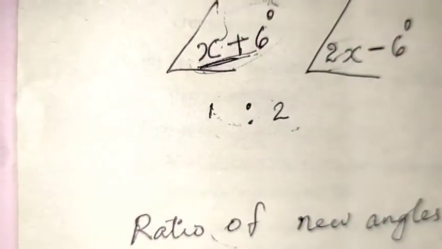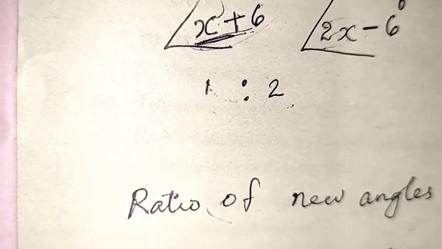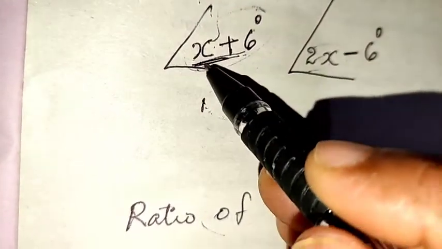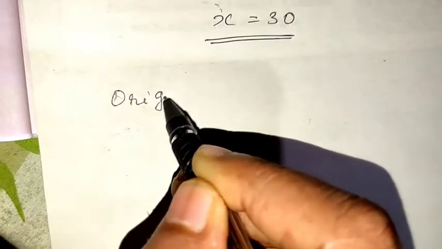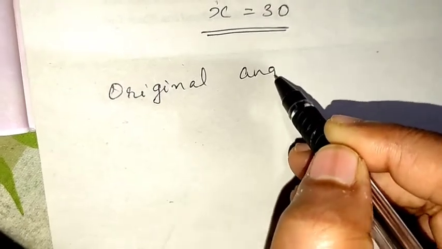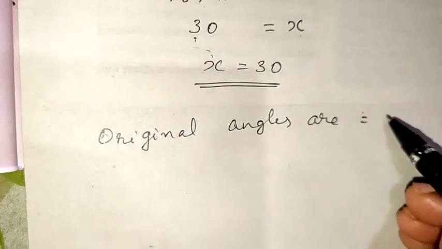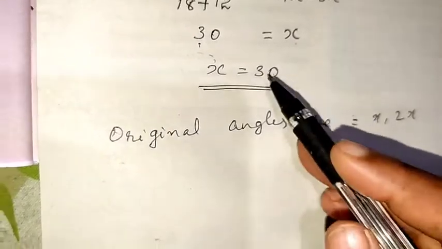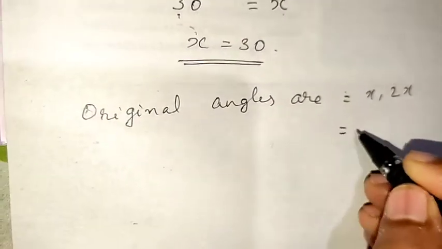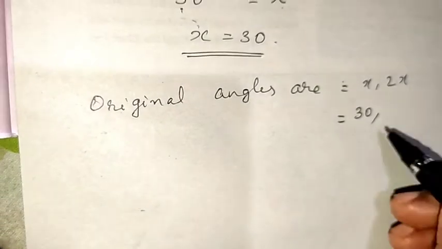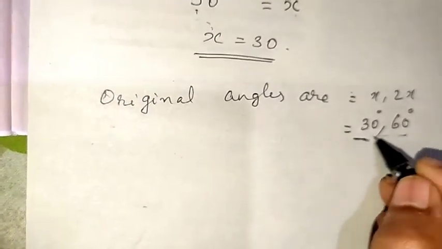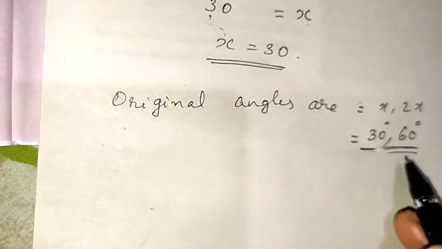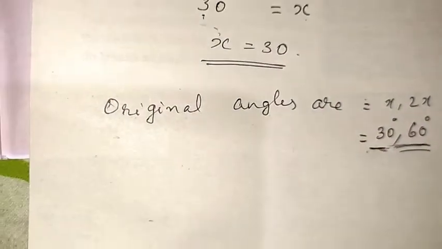Okay, so this angle is equal to 30. The original angles are x and 2x, right? Which are the original angles? Yes, the original angles are x and 2x, and we got x is equal to 30. Then which are the angles? Yes, one is 30, and 2x means 2 into 30, that is 60 degrees. So these two are the answers. The angles are 30 degrees and 60 degrees.